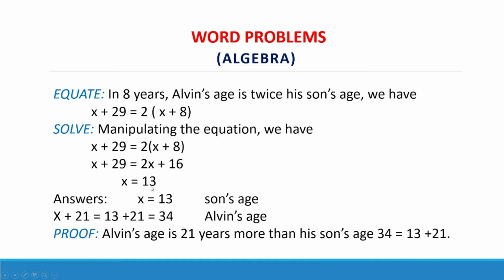So x is equal to 13, which is the son's age, while the age of Alvin, which is x plus 21, or 13 plus 21, is equal to 34. And proof: Alvin's age is 21 years more than his son's age, which is 34, which is 13 plus 21. So 13 is the age of his son, plus 21, is equal to 34. So the age of Alvin is 34 and the age of his son is 13.